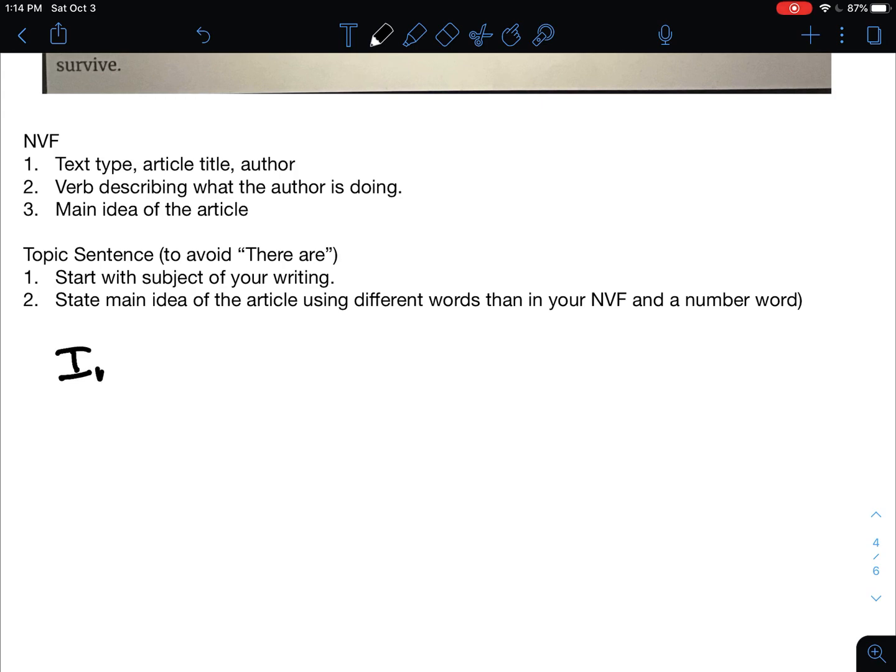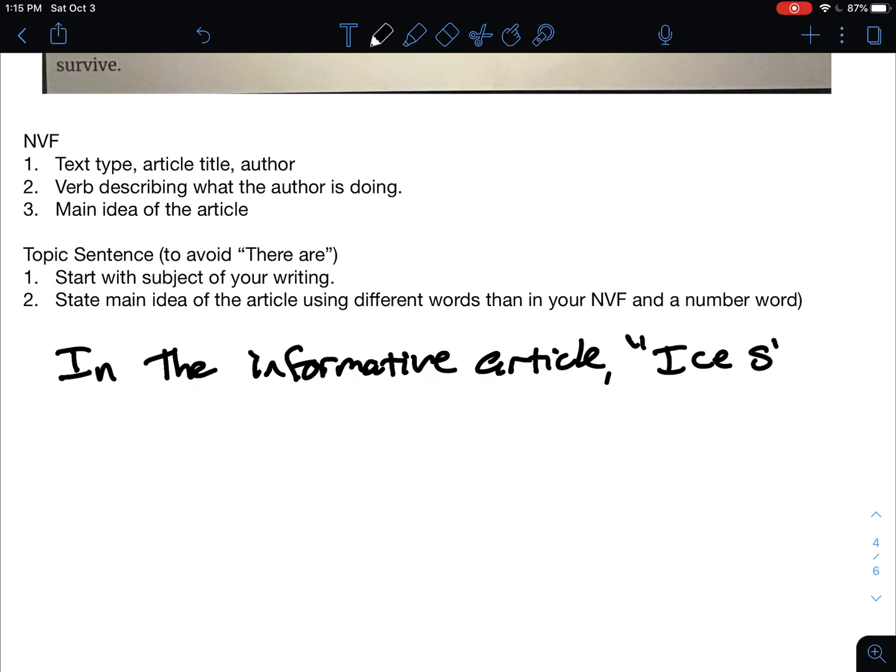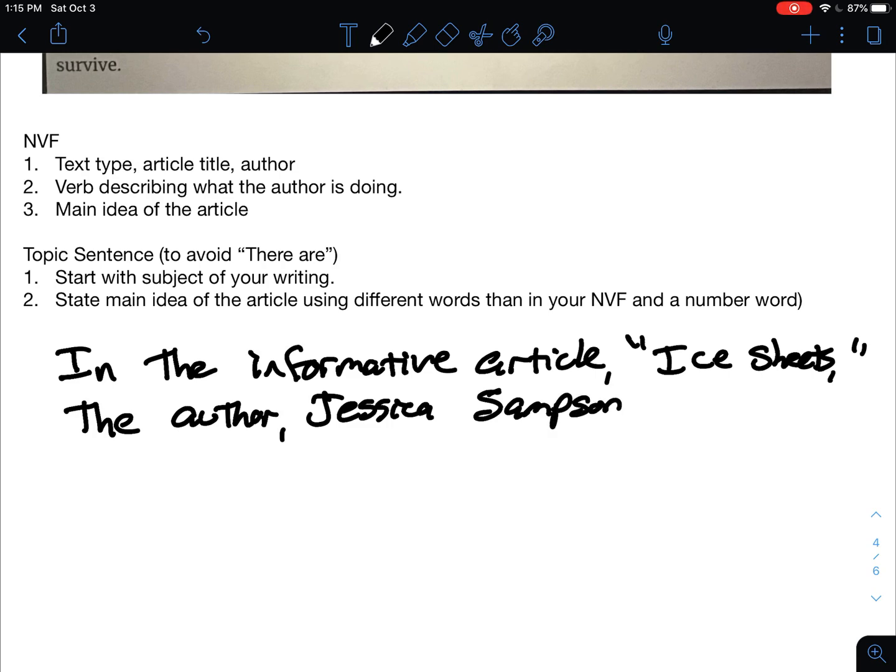In the informative, sorry about my messy writing, so just listen to my voice because you probably can't read this. In the informative article, and I'm trying to do it fast, ice sheets. Notice the punctuation and capitalization too. The author, Jessica Sampson. All right, so there is my text type. It's an informative article. That's the type of text, the article title, and the author.